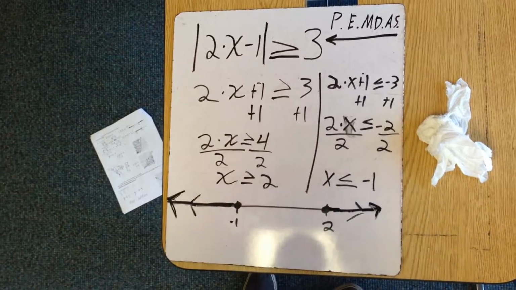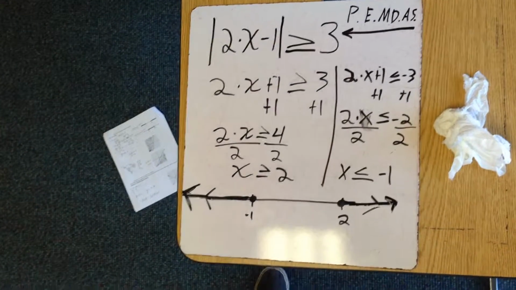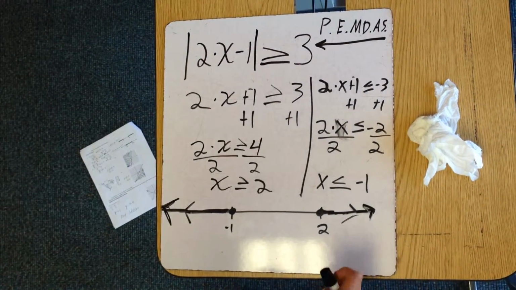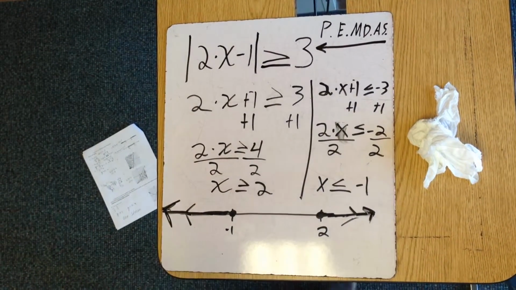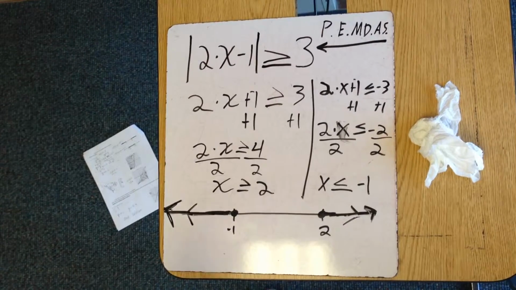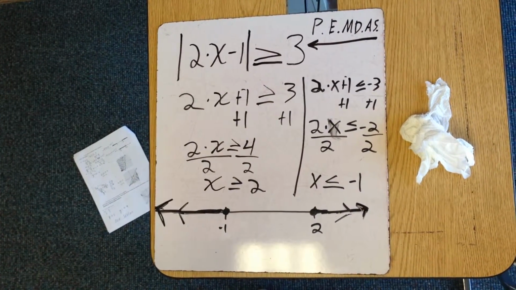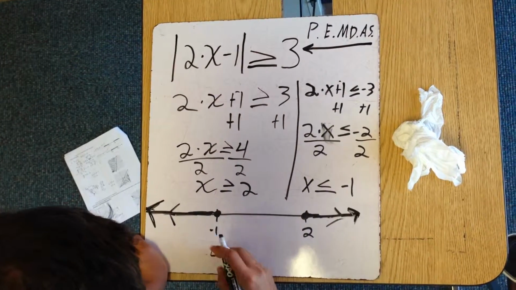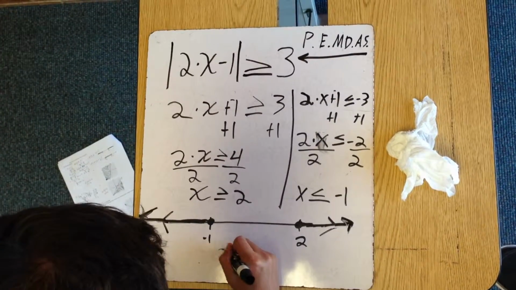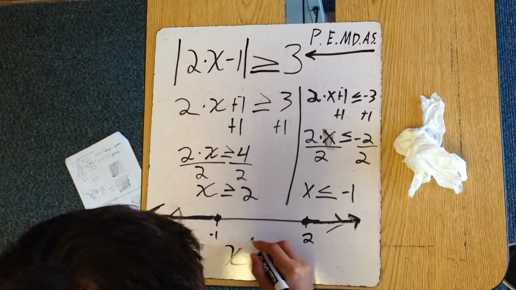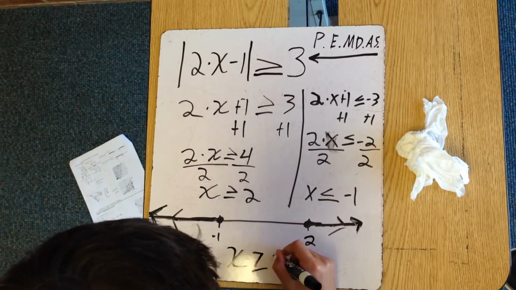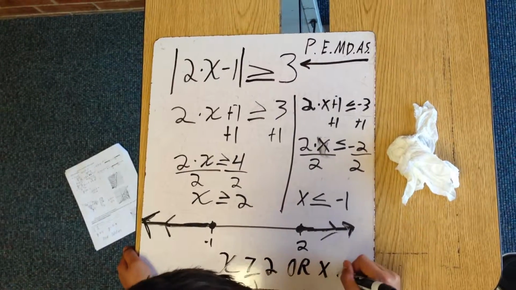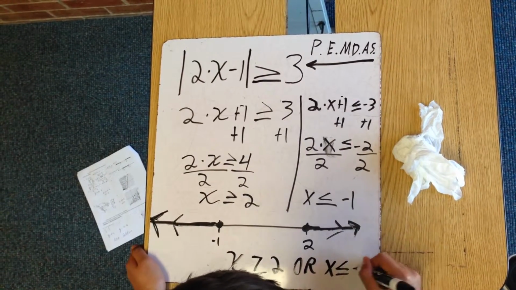Alright? So now the way to tell if it's an AND statement or OR statement is, I know this is an OR statement because they're going away from each other like that. Like oars on a boat, they'll go away from each other exactly like this. So your final statement is going to be x is greater than or equal to 2, or x is less than or equal to negative 1.